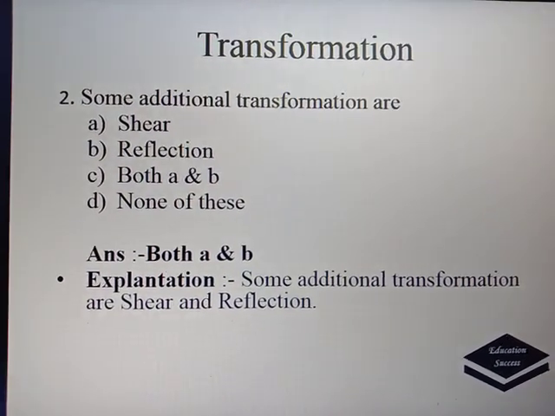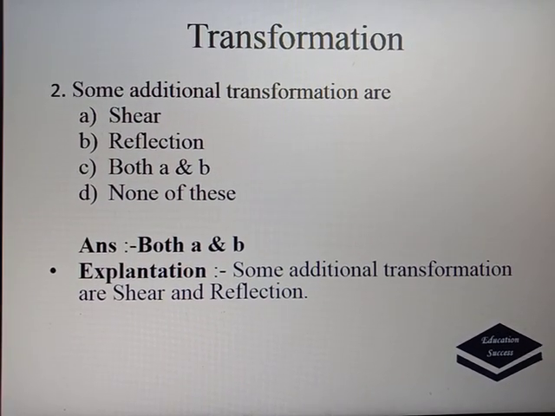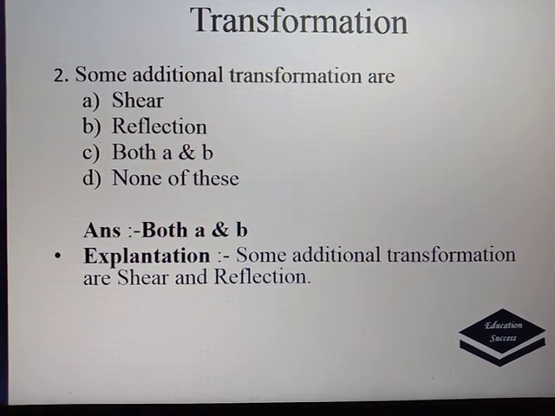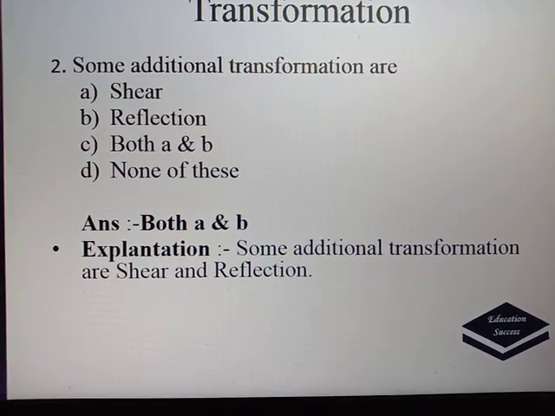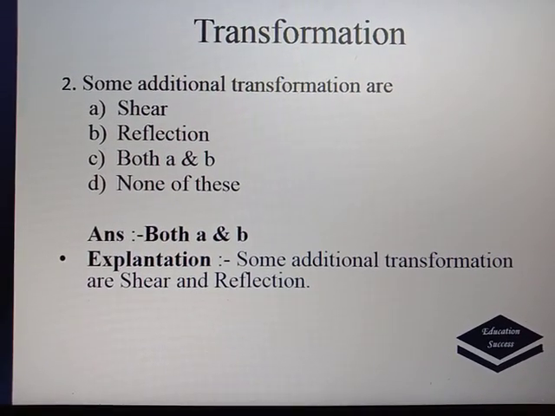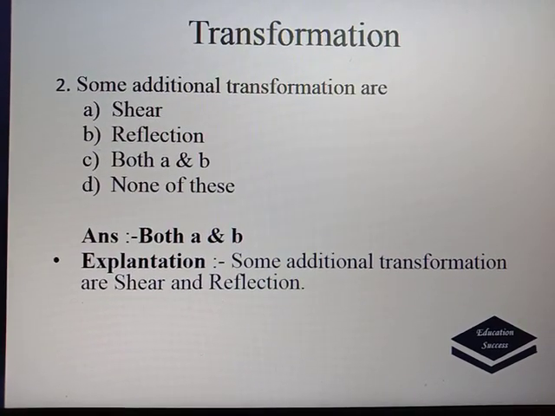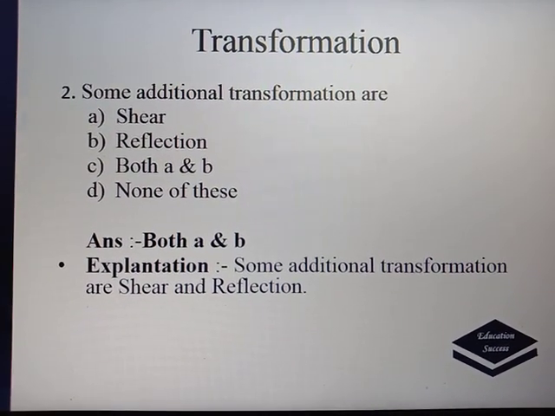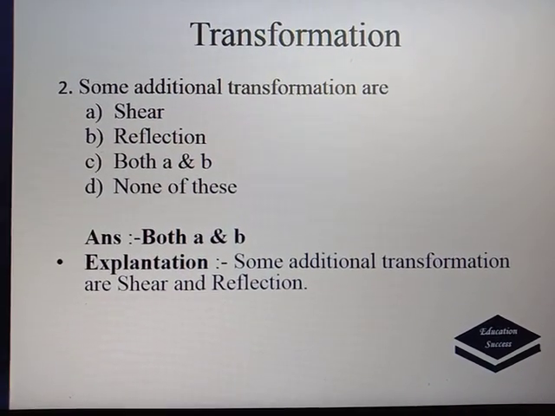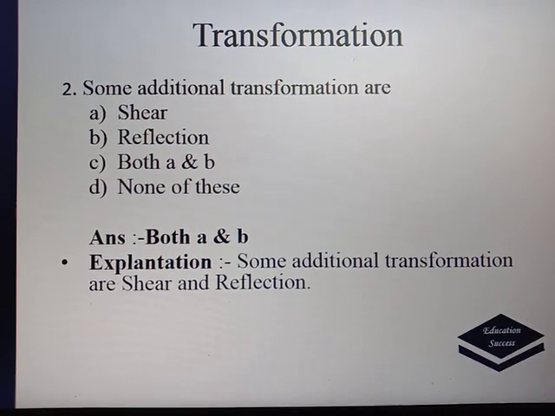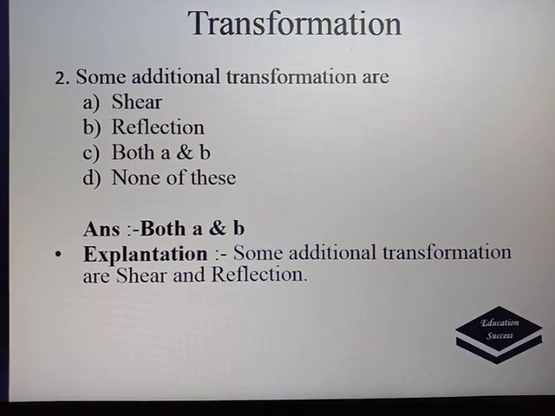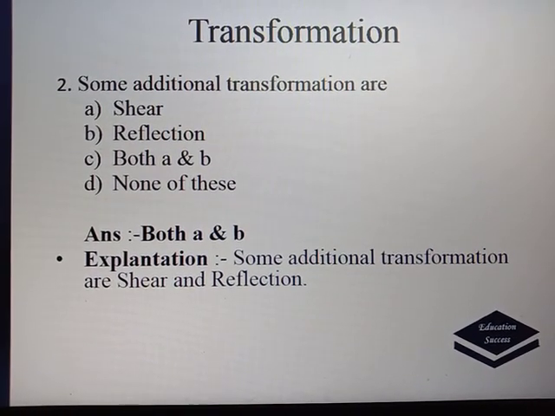Next question: some additional transformations are shear, reflection, both A and B, none of the above. Here the correct answer is both A and B, because along with the basic geometric transformations, that is translation, rotation and scaling, we have two additional operations, that is shear and reflection. Shear operation means to tilt the shape of an object or to change the shape of an object. Reflection means to get the mirror image of an object. When we are taking the reflection, we are getting the mirror image of an object.